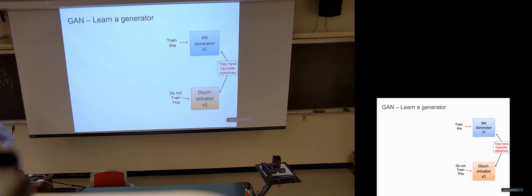How do we learn a GAN model, a generative adversarial network? How many of you have seen this before, just to get an idea?